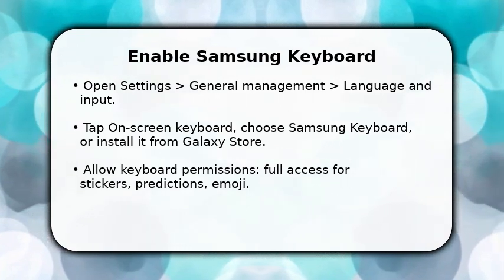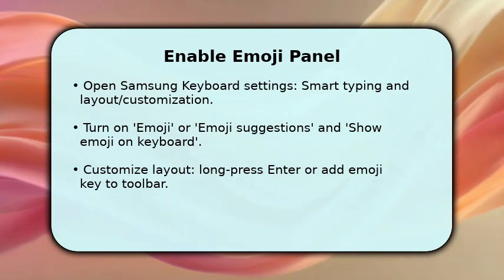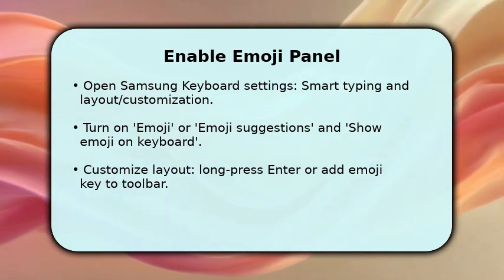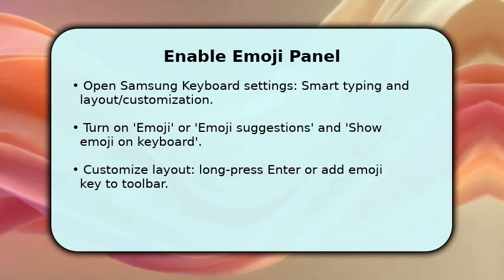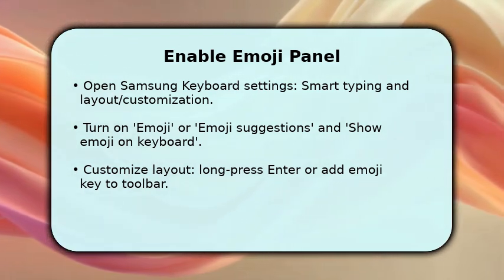You now configure the Samsung keyboard to display the emoji panel and suggestions. Go into Samsung keyboard settings and open Smart Typing or Layout and Customization. Turn on emoji and emoji suggestions so icons show above the keys and in predictions.